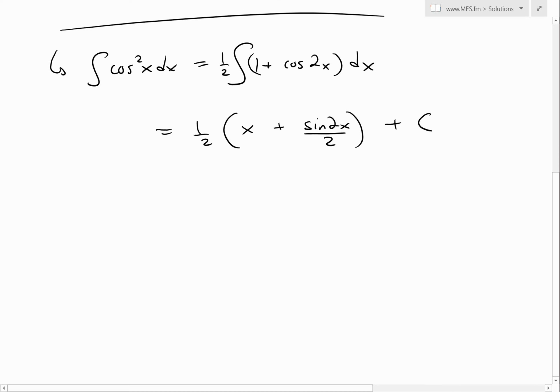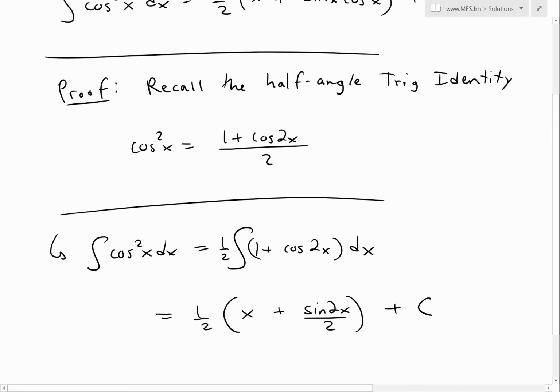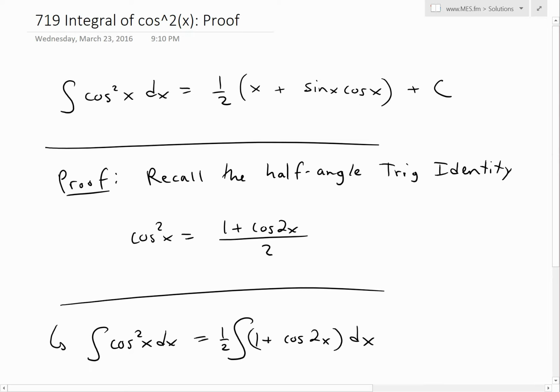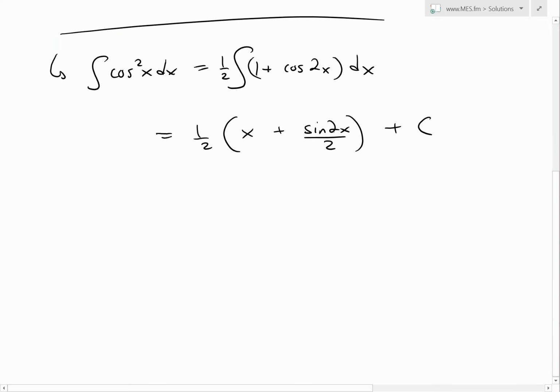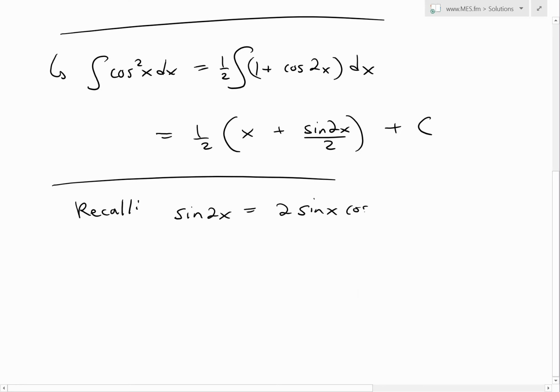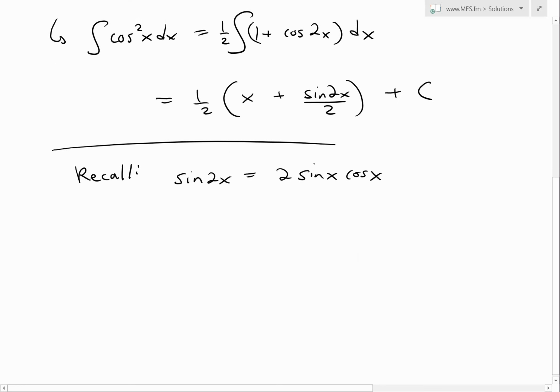So that is the answer to this integral, but again, like I explained, this is the more common way of writing it, because it doesn't have this double angle there. So what we can do is use another trig identity. Recall that sine 2x, and you can see this proof video in the video link below as well, is equal to 2 sine x cosine x. So we got rid of this 2 in the angle.